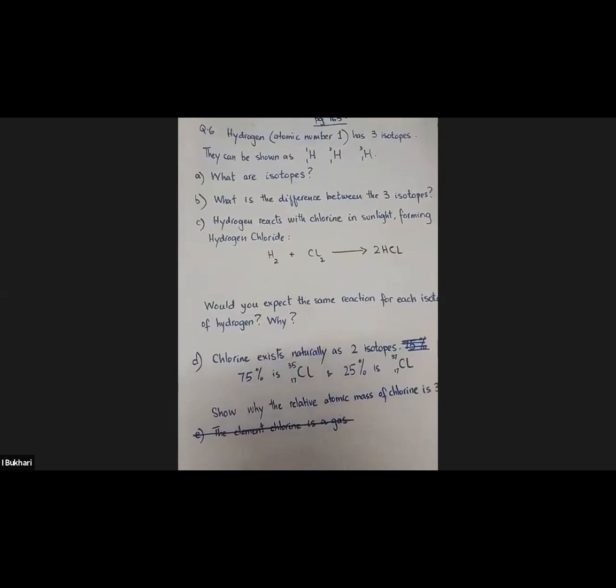This is question number 6, at the end of chapter 3. Let me read this question. I have copied this question real big. I want to discuss with you guys, so this will tell me how much you have revised from the previous class.